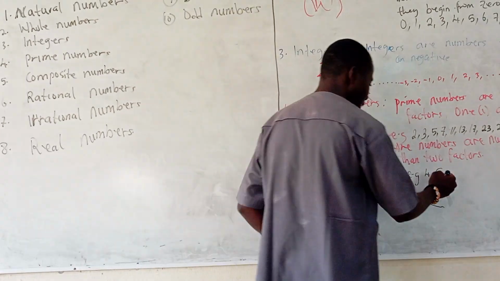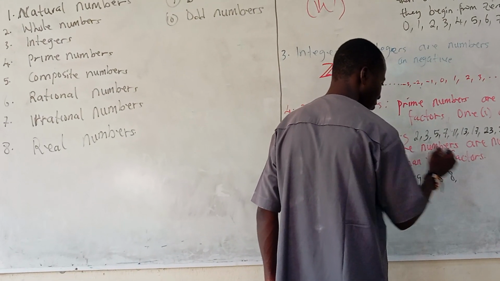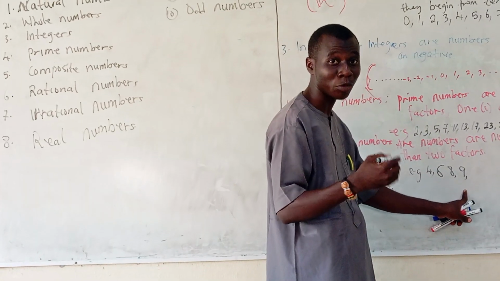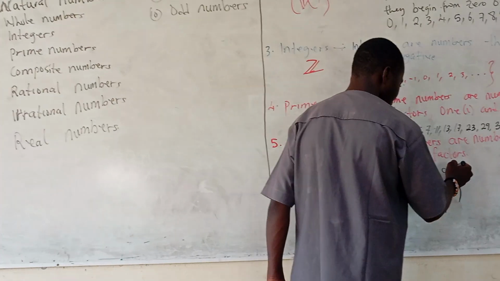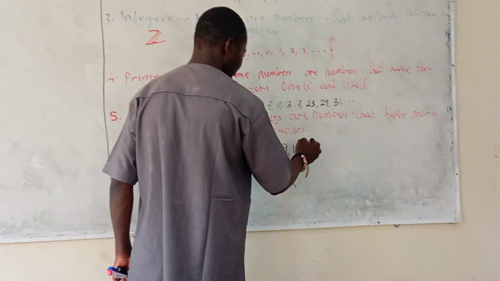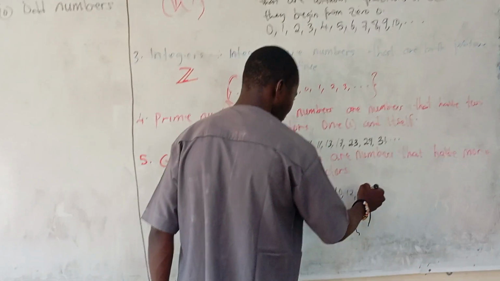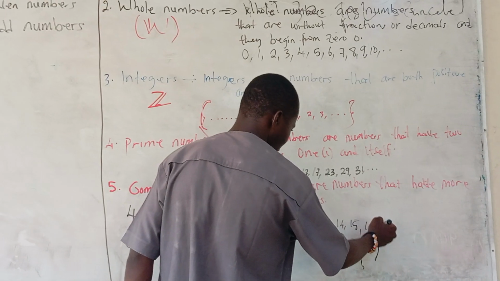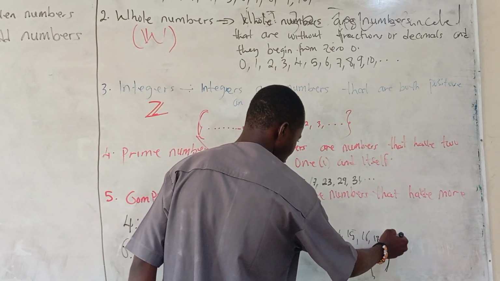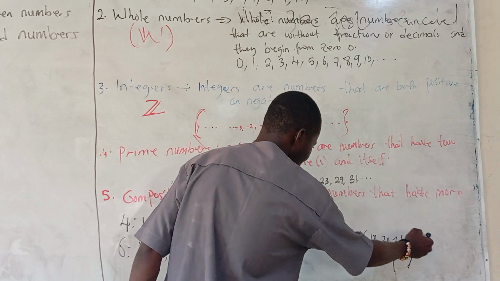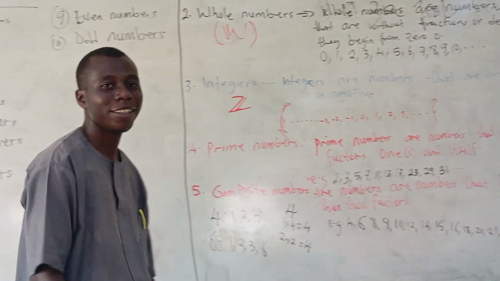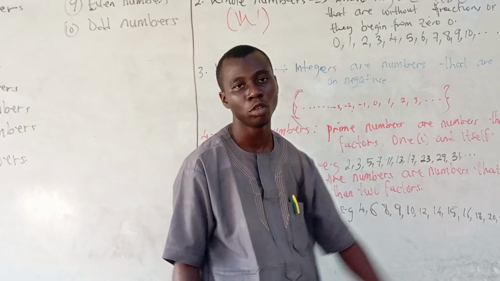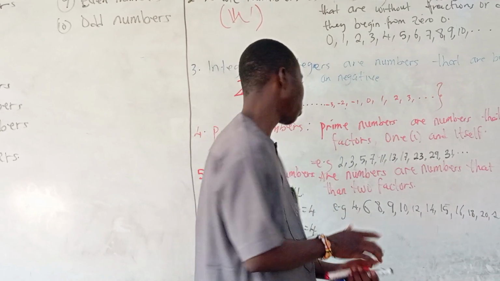If I continue listing, you can see that I'm going to be having 8. I'm having 9. 9 is also a composite number because 9 has more than 2 factors. What do we have again? I'm going to be having 10, 12, 14, 15, 16, 18, 20, 21, and it goes on like that. So we call them composite numbers because all these numbers have more than 2 factors. I hope we are following.